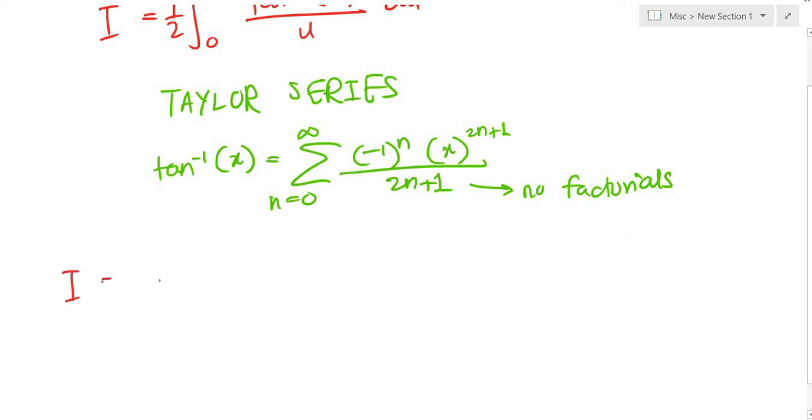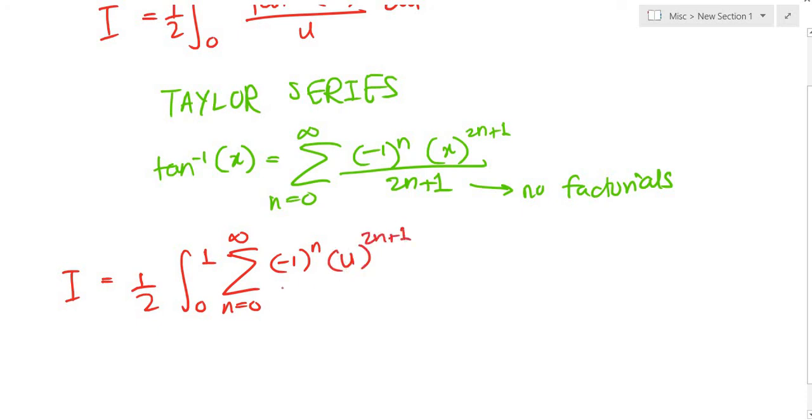So we can write I as half of the integral from 0 to 1 of the sum now from n equals 0 to infinity of minus 1 to the nth power times u, because our original variable was u, to the 2n plus 1th power divided by 2n plus 1, and we have a du, so don't forget that.